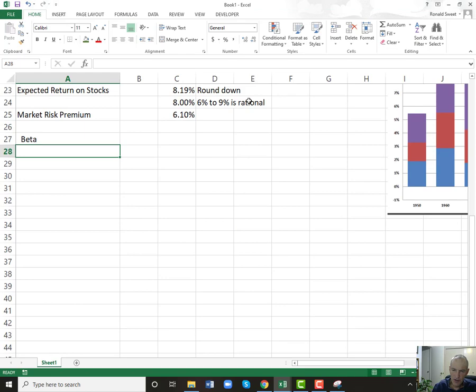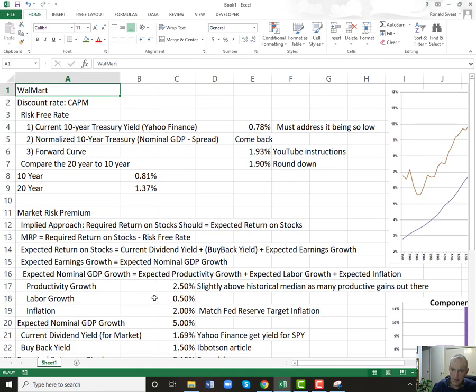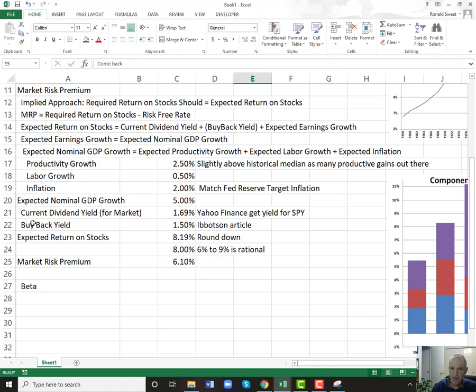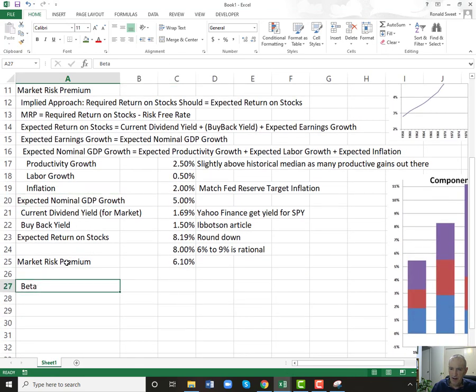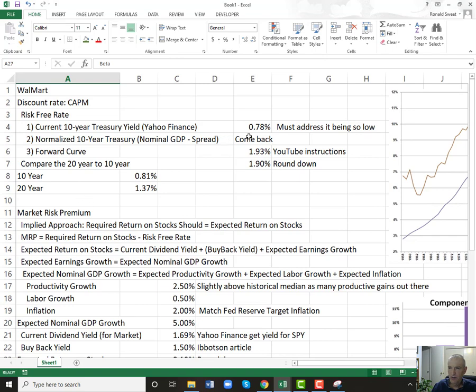So now we're going to get the beta. Now you notice, really critical. I'll come back to this normalized 10-year treasury, but you notice we have not referred to Walmart once. When I did the dividend yield, I did the dividend yield for the stock market. I did the buyback yield for the stock market. I did expected earnings growth for the stock market. None of that has to do with Walmart. The same thing with beta. With beta, that's where you get specific to Walmart. But everything else up to this point is the overall stock market.